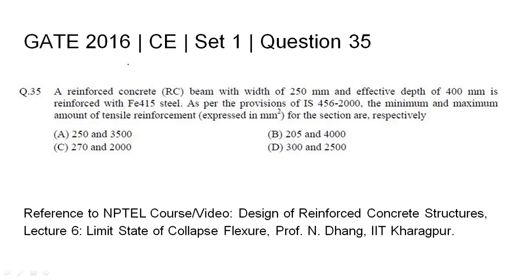GATE 2016 Civil Engineering Set 1 Question 35. A reinforced concrete beam with width of 250 mm and effective depth of 400 mm is reinforced with Fe 415 steel. As per the provisions of IS 456-2000, the minimum and maximum amount of tensile reinforcement, expressed in millimeter square, needs to be found. The relevant NPTEL reference has been mentioned.